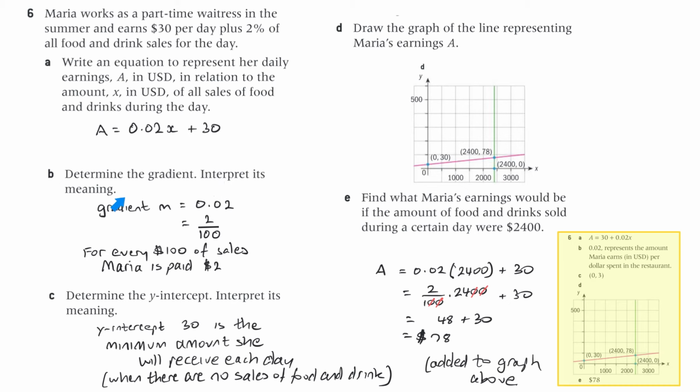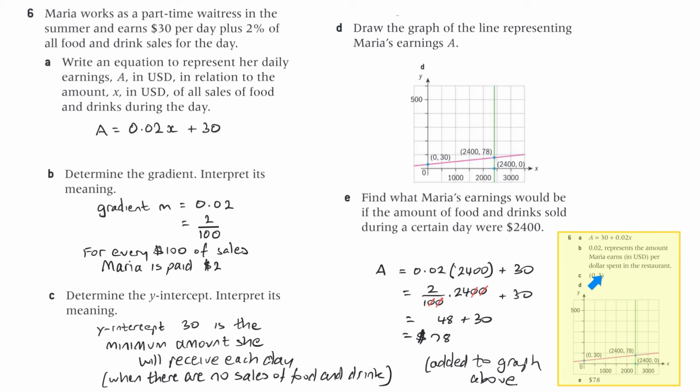Determine the gradient, interpret its meaning. Well, the gradient is 0.02, so that's 2 over 100, so for every $100 of sales, Maria is paid $2. The book says the amount Maria earned per dollar spent. So she gets $0.02 for $1. I've done that. She gets $2 for 100. Same. C, determine the y-intercept, interpret its meaning. Well, the y-intercept is 30. The y-intercept 30 is the minimum amount she will receive each day when there are no sales of food and drink.